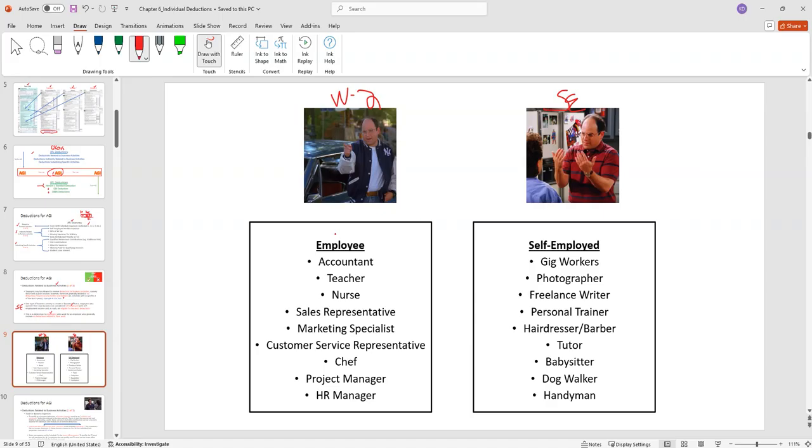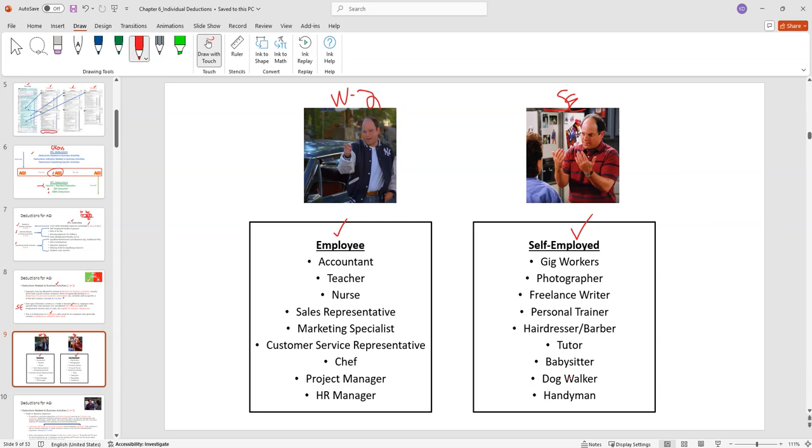But traditionally, an employee is what you would think of, like an accountant, a teacher, a nurse, any of these jobs where you work for somebody else. Whereas self-employed tends to be more like freelance or sole proprietor. So gig workers, if you drive Uber, if you do Uber Eats, you would be self-employed. Photographer, maybe somebody just hires you for their wedding. It's not a continued relationship. A freelance writer, like you write an article one-off for a certain company. Tutoring, babysitting, dog walker. This is not an all-inclusive list.